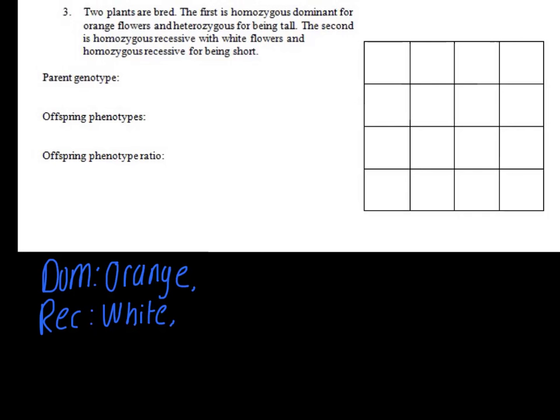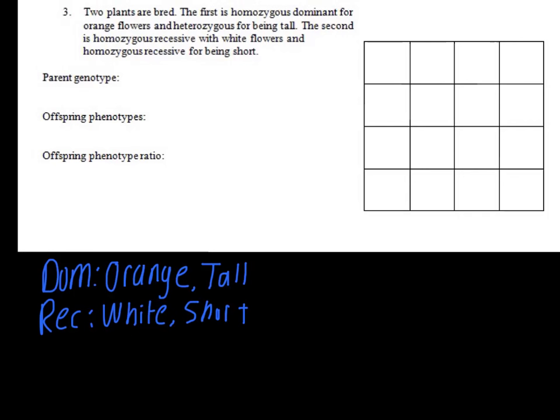Now the other trait that it talks about is the height of the plant. So if we look back up here at our problem, it says this one is heterozygous for being tall. Remember, the heterozygous individual has one dominant allele and one recessive allele. So the heterozygous one will always show the dominant trait. It will always have the dominant phenotype. Because of this, we know that tall is the dominant trait. Then the flip side of that one would be short. So this gives us an idea of what we're using for our letters.